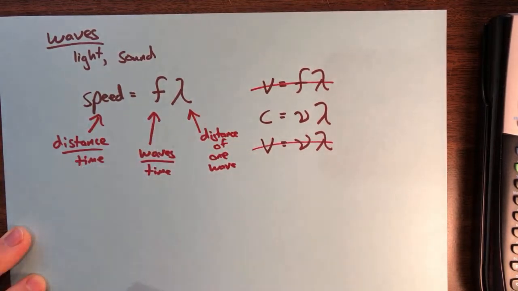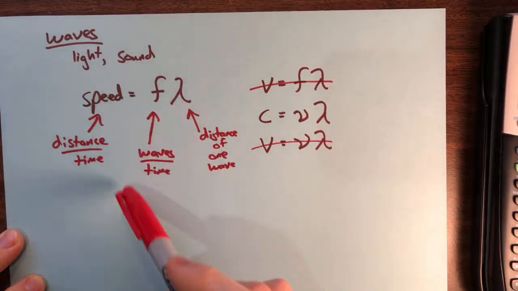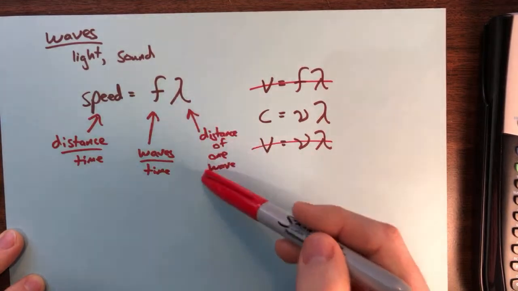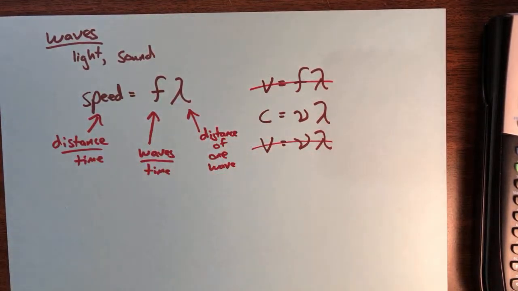And so that's how we're going to calculate the speed. The speed is simply going to be the frequency, how often these waves are going, times the distance of one particular wave. Okay? All right. So let's just jump right in to the sample problem, and then we'll be done for today.